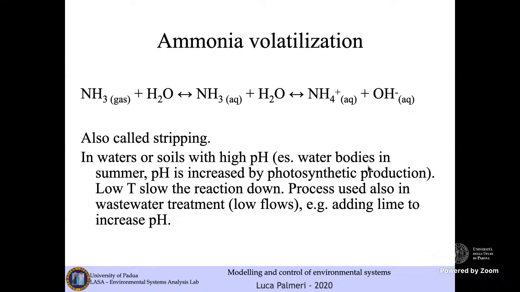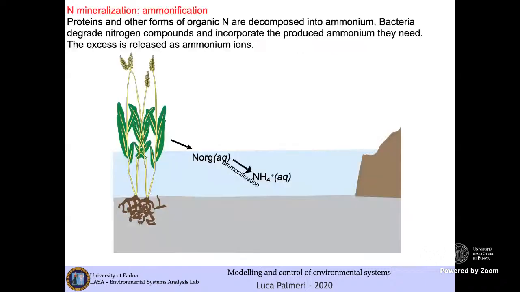This process is also called stripping, and environmental engineers know very well how to employ this process and to control it in terms of temperature, pH, and availability of organic forms. Nitrogen mineralization, the so-called ammonification: proteins and other forms of organic nitrogen are decomposed into ammonia. This is a bacteria-driven process in which bacteria degrade nitrogen compounds and incorporate the produced ammonia they need. The excess is released as ammonium ions.